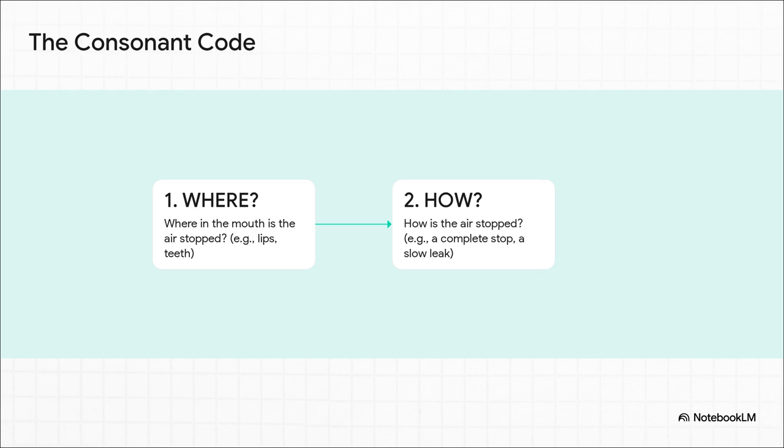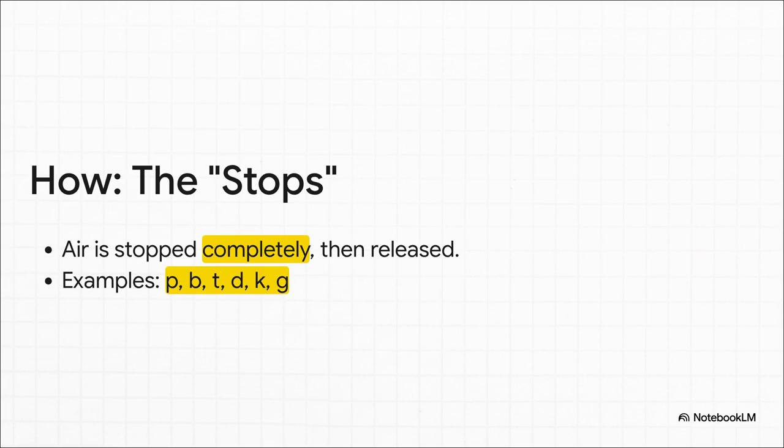For any consonant, you just need to ask 2 things. First, where in my mouth am I blocking the air? And second, how am I blocking it? Is it a complete stop, like a dam, or more like a slow, hissy leak? So let's look at that first how. We call these the stops. For these sounds, you stop the air completely, you let the pressure build up, and then you release it in a little puff. Say P. Feel how your lips stop the air? Say T. Now it's your tongue stopping it right behind your teeth. And for K, it's the back of your tongue making that stop. It's a total blockage, and then, poof, a release.